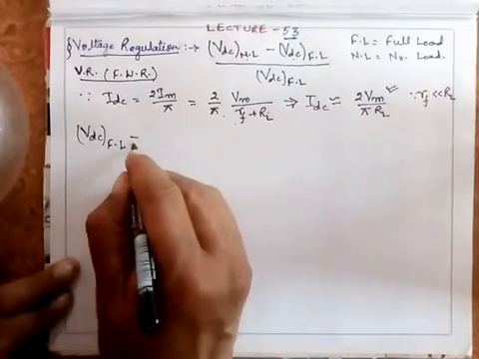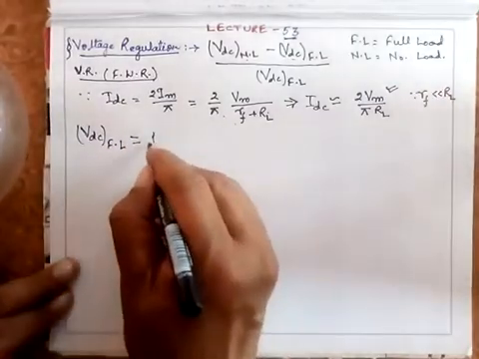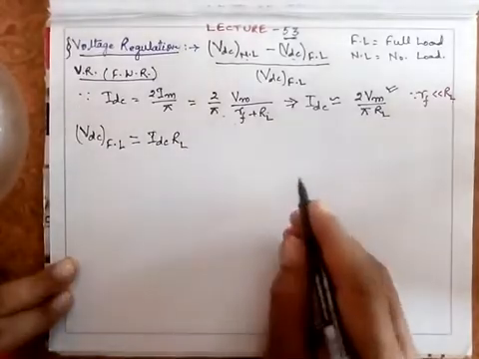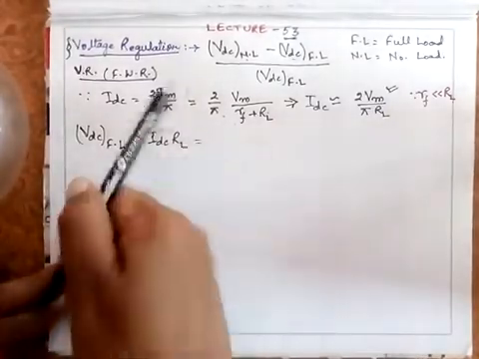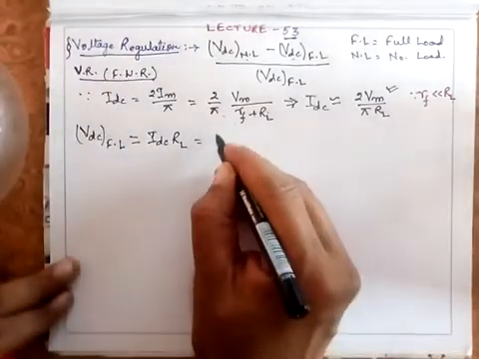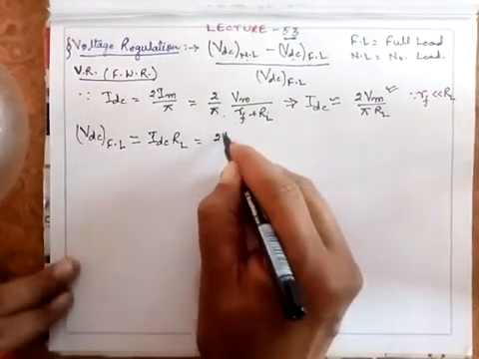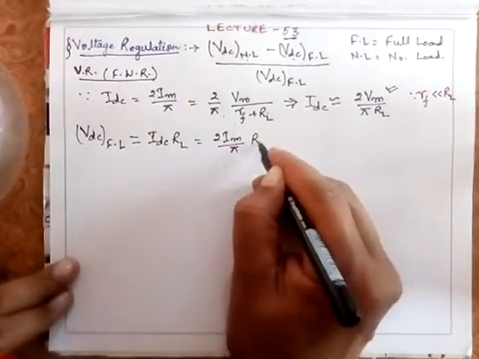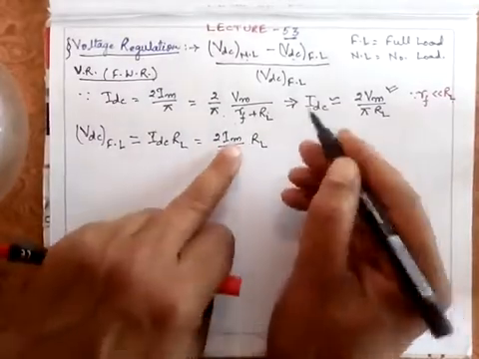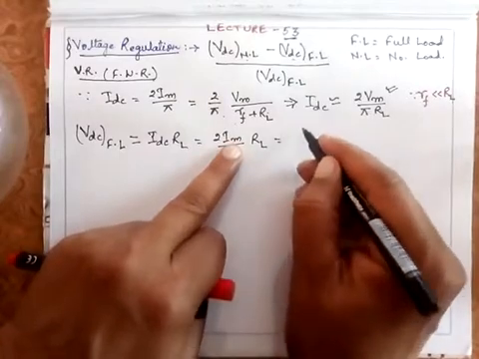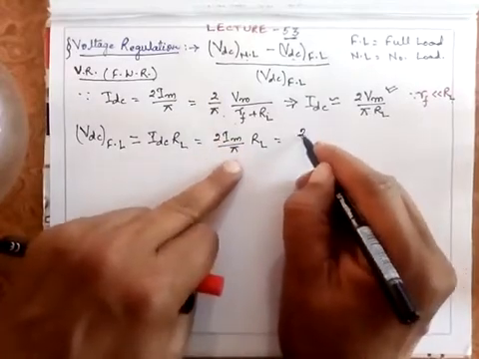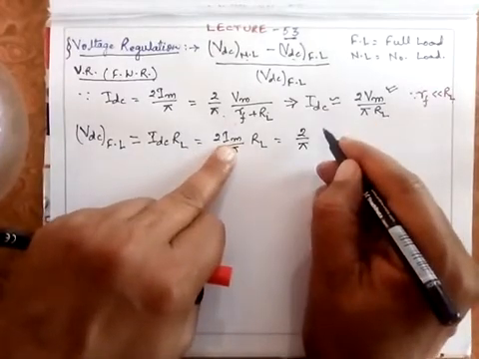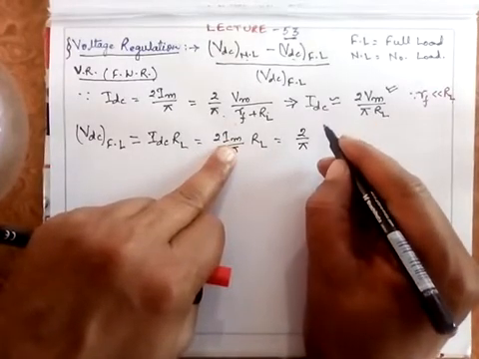So it will be equal to VDC. I know it is equal to IDC into RL. We are discussing full wave rectifier. IDC is equal to twice Im by pi. I write this as twice Im by pi into RL. Again I substitute this Im is equal to Vm upon Rf plus RL. So it is 2 upon pi as it is, RL as it is, and I substitute this Im is equal to Vm upon Rf plus RL.